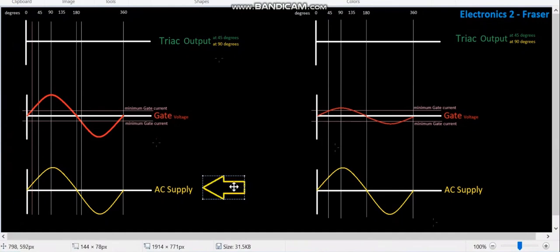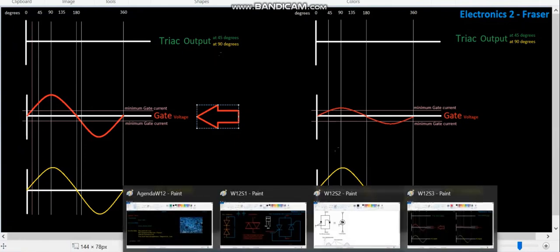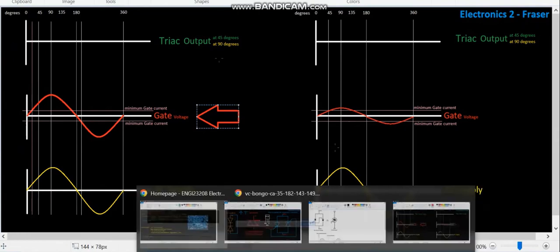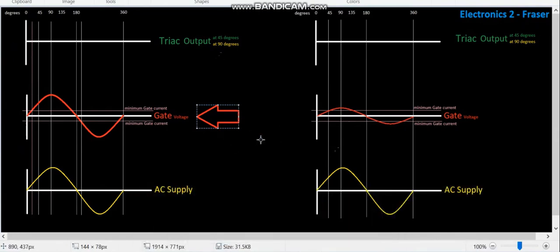So I've got an AC supply here. Over here, this represents the current at the gate. So in other words, this represents how much current is going, so the trigger going into the gate, right? That's where we have our potentiometer.